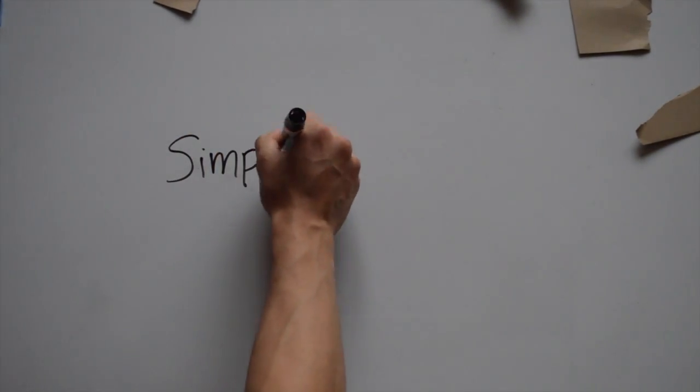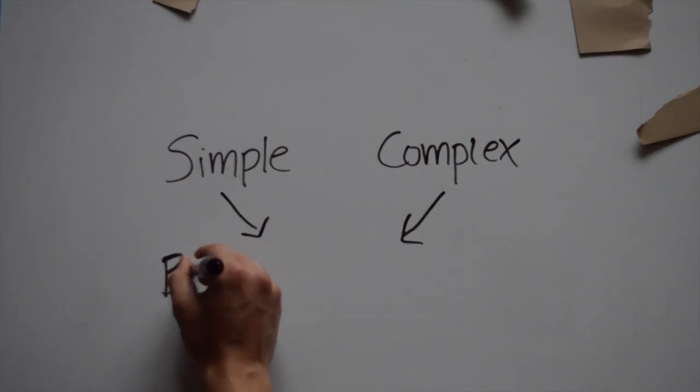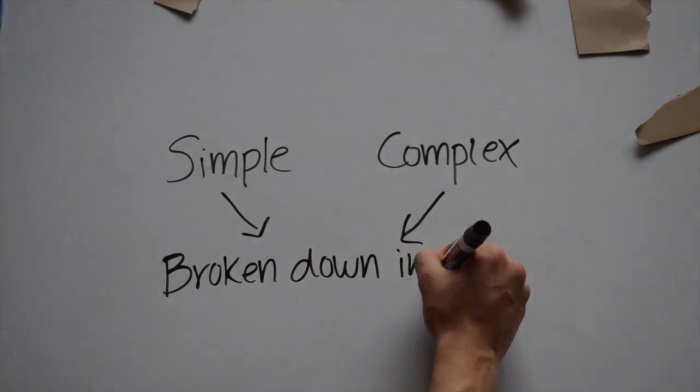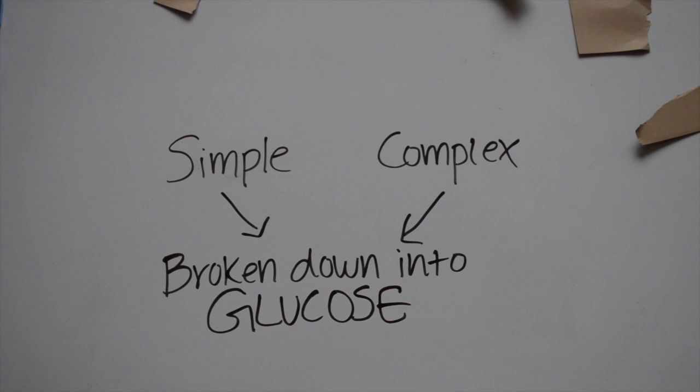This is still a lot. I hope I'm not just shoving stuff down your throat, but all you need to know is that whether it's a simple carb or a complex carb, it is broken down into sugar, glucose, in our bloodstream. And that's one of the big things that you need to know.